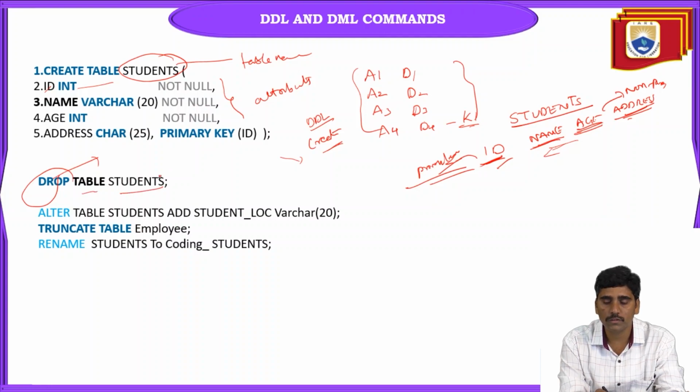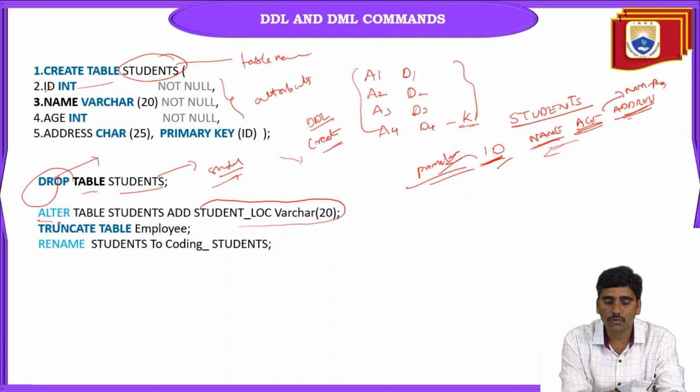So the table students is called what? Students table. If you want to drop the table, then drop table students. So now the table is dropped. Again, alter table students add student_location varchar(20).